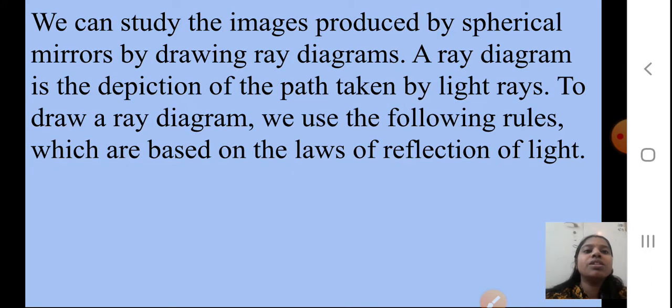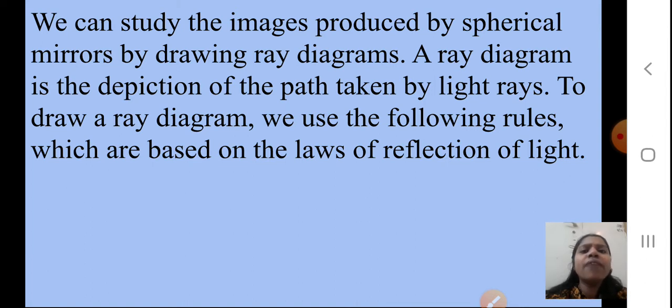Now in the last session, students, we studied the 3 important rules to draw the ray diagrams. We can study the images produced by spherical mirrors by drawing ray diagrams, with the help of which we can see how the images are formed. A ray diagram is the depiction of the path taken by the light rays. To draw a ray diagram, we use the following rules, which are based on the laws of reflection of light.